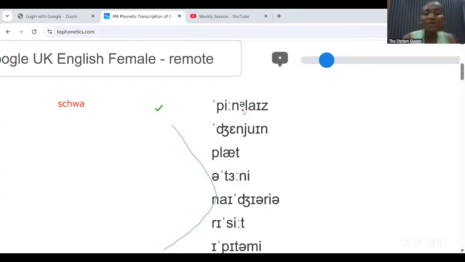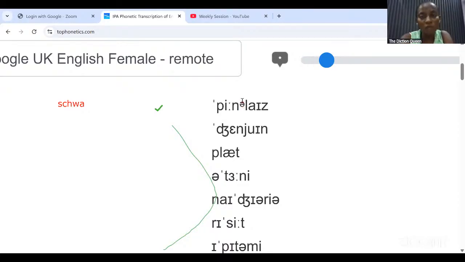Now, when the schwa sound is written as a superscript, it means that when you want to articulate it, you can decide to ignore it or articulate it, whichever. You can decide to pronounce this word without this sound here. You can also decide to pronounce it with the sound. Whether you pronounce it with the sound or without the sound, you are correct.